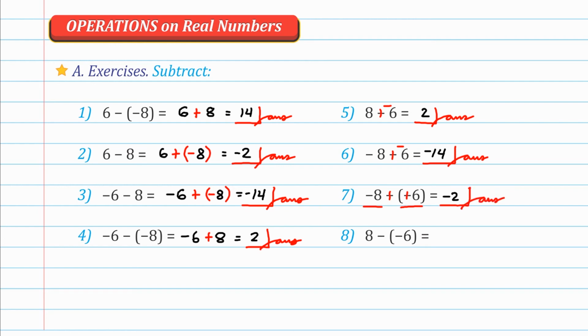Last one, we have 8 minus negative 6. Opposite. Opposite of minus is plus. Opposite of negative is positive. In the end, we're just simply adding 8 plus 6. So 8 plus 6 is 14. Common sign is positive. Therefore, we have this answer. So, much better?